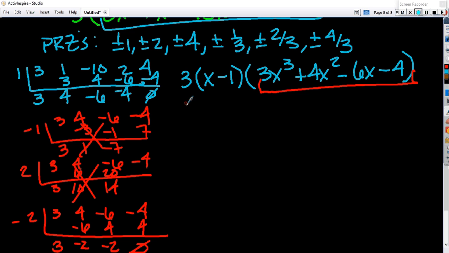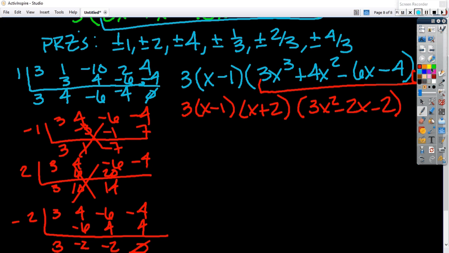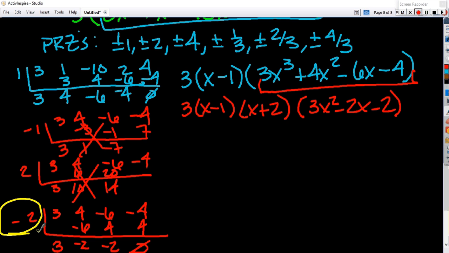All right, so now I have 3x minus 1. I found out -2 works, so it's x plus 2. 3x squared minus 2x minus 2. Now can I factor this? Yes, and even if I couldn't, I wouldn't have to use PRZs again because it's a quadratic. Worst case scenario, I put it in what? Quadratic formula. Very worst case scenario.